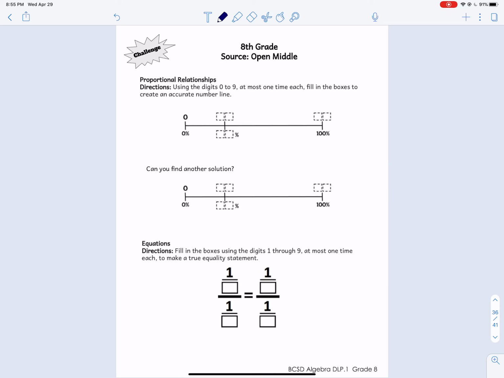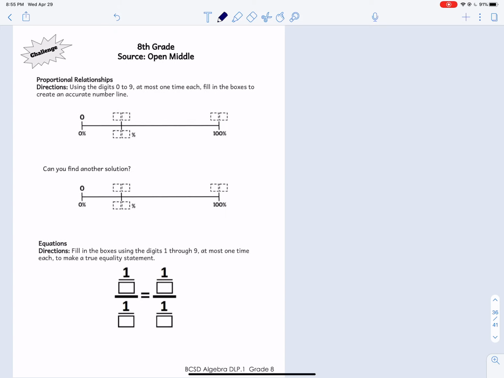Okay, another open middle math problem. So I have comments open in Google Classroom. If you want to, collaborate with your classmates, that's fine. Ask me questions. Take a picture, post your solution. You can even post a link to a Google Doc or something in this video if you want me to look at it.